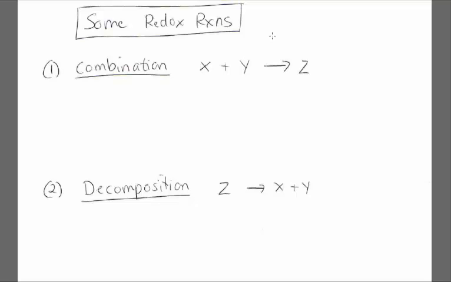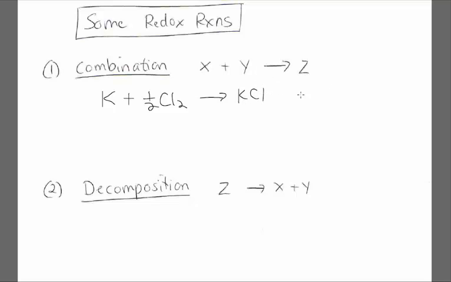Here are three different classes of redox reactions. The first one is called combination, and its general form is two things like X and Y will come together and form a single compound, which I'm calling Z. So examples of that are potassium and chlorine forming KCl.